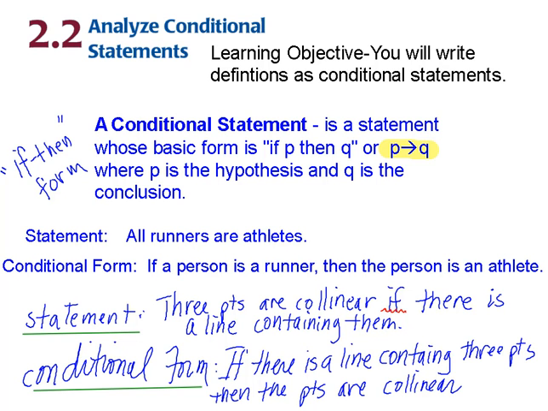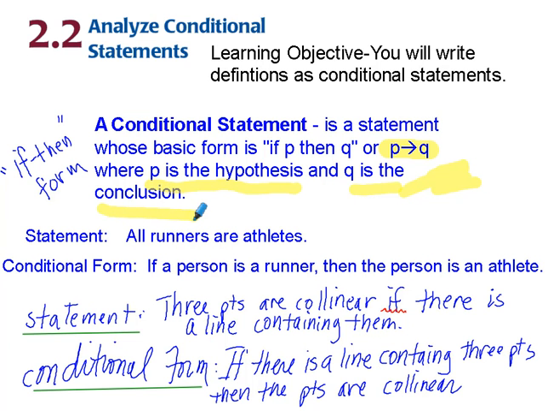Today we're going to talk about analyzing conditional statements. A conditional statement is a statement whose basic form is if P then Q. P is the hypothesis and Q is the conclusion. You'll be using those words in science as well as in math.